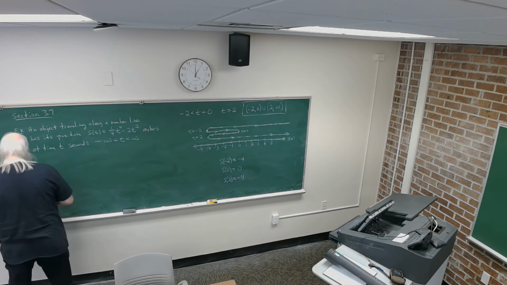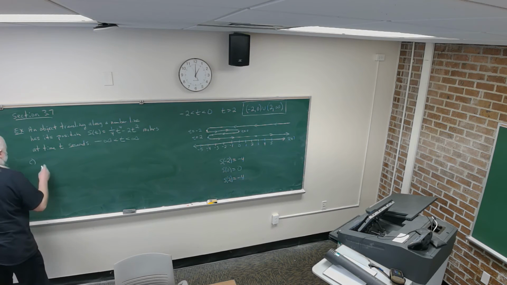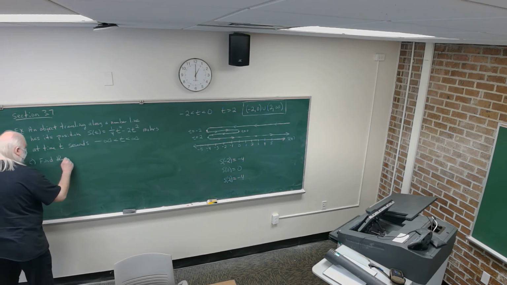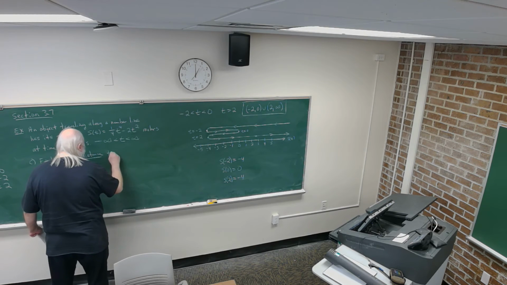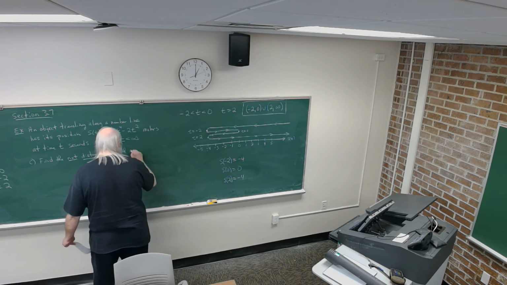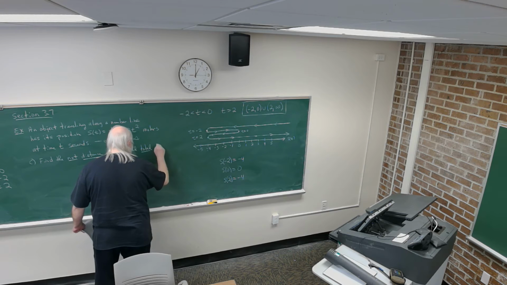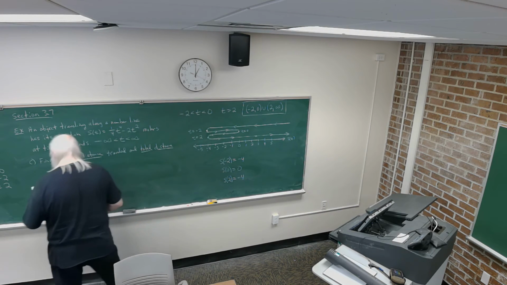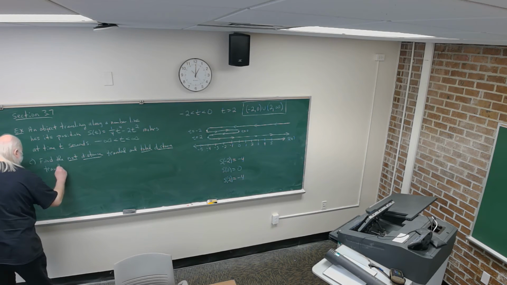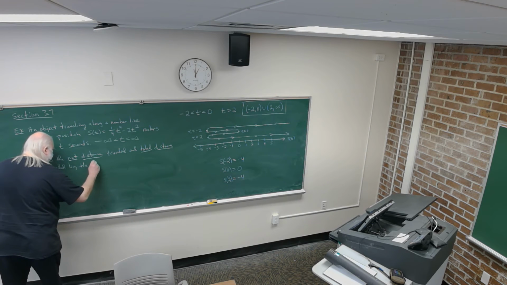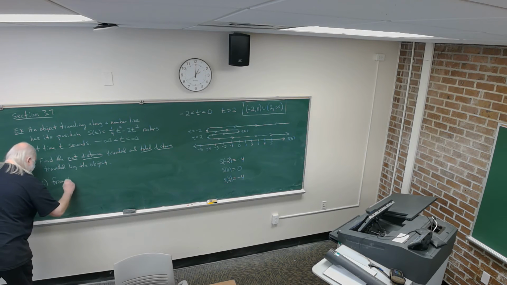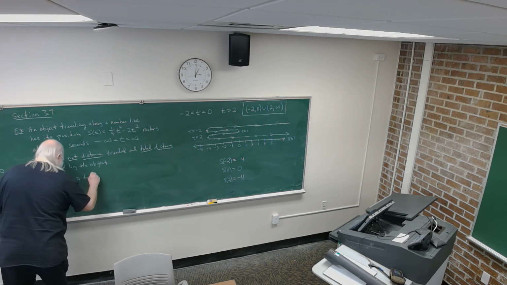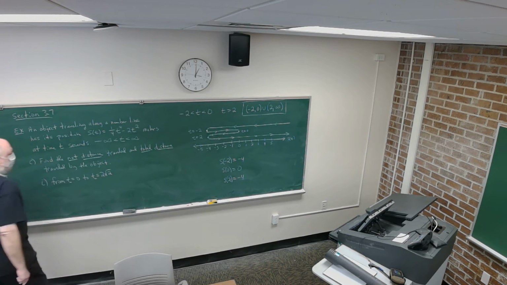In part C, distance traveled and total distance traveled by the object. The first case we're going to do is from t equals 0 to t equals 2 times the square root of 2.